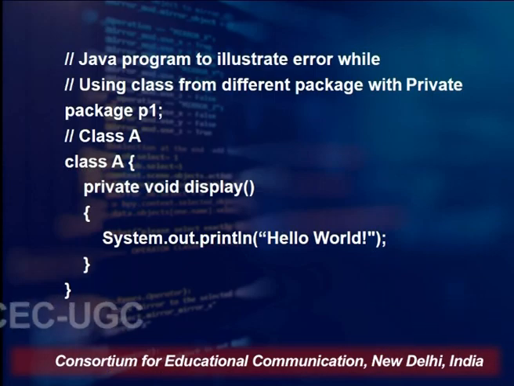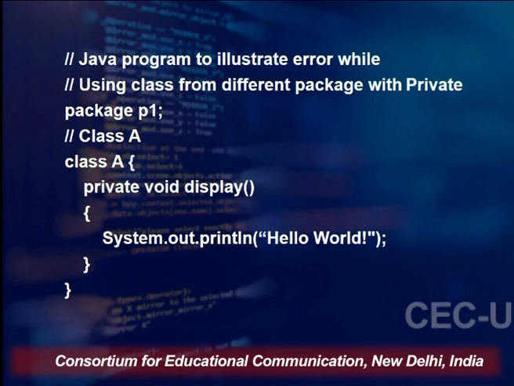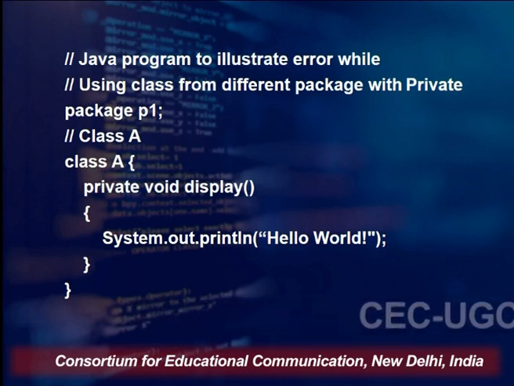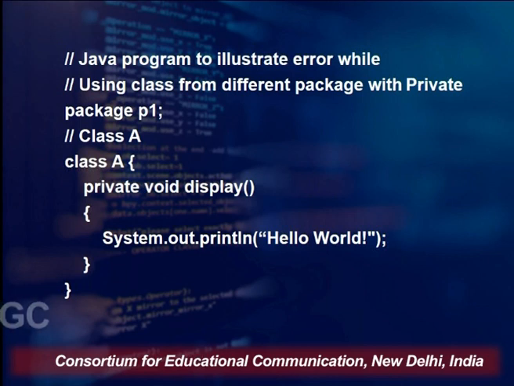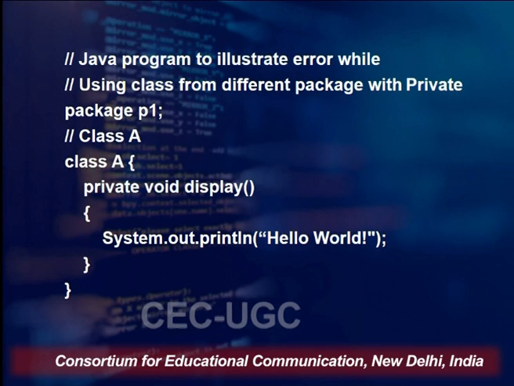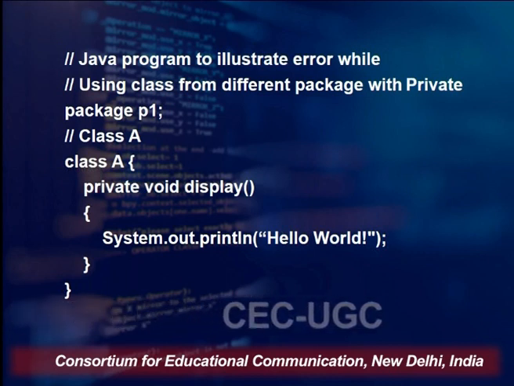So let us see this code with the help of a program. So we have a package P1 in which we are going to define a class A. Please remember, this class A here is not prefixed with private. That means this class A is actually having default access. Then within this class A we have a display method which is of type private, and this display method, as you can see, is doing nothing, just printing hello world, and then it is followed by the closure of class A.